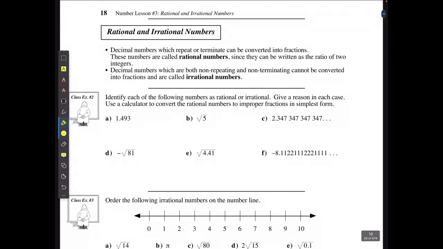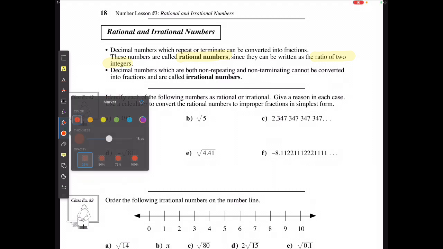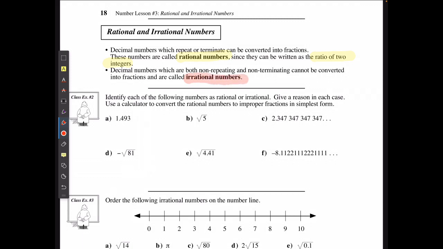When I'm distinguishing between rational and irrational numbers, a rational number literally means it can be written as a ratio of two integers. In order for it to be able to be written as a ratio, it either needs to terminate or it needs to have a repeating pattern. As long as it has a repeating pattern, you can turn it into a fraction. If it has an endpoint, you can turn it into a fraction. The irrational ones are ones that are both non-repeating and non-terminating.